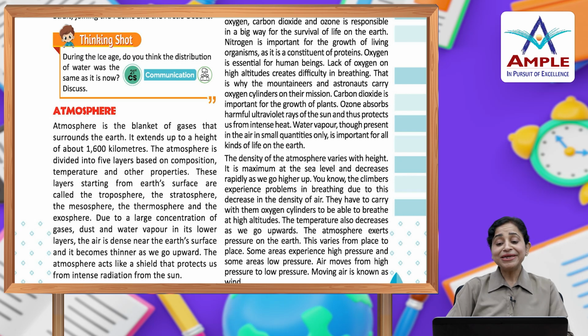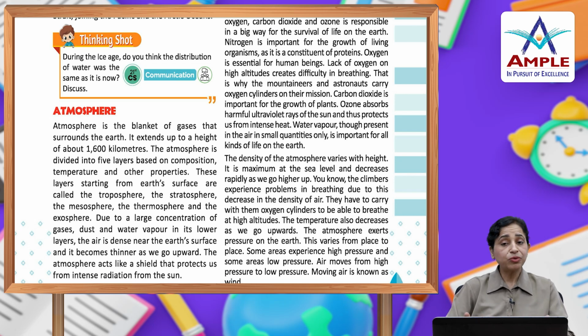That is why the mountaineers and astronauts carry oxygen cylinders on their mission. अब वो एक्स्ट्रा सिलेंडर अपनी पीठ पर लाद कर लेके जाते हैं, क्योंकि वहाँ उन्हें ऊपर जाते हुए, माउंटेन्स पे चढ़ते हुए उनको ज़रूरत पड़ती है, एस्ट्रोनॉट्स को ज़रूरत पड़ती है सिलेंडर्स की, ताकि वो कृत्रिम अपनी जो सांस है वो ले सके. नेचुरल तो ऑक्सीजन है ही, तो वो सिलेंडर्स के थ्रू भी लेते हैं.